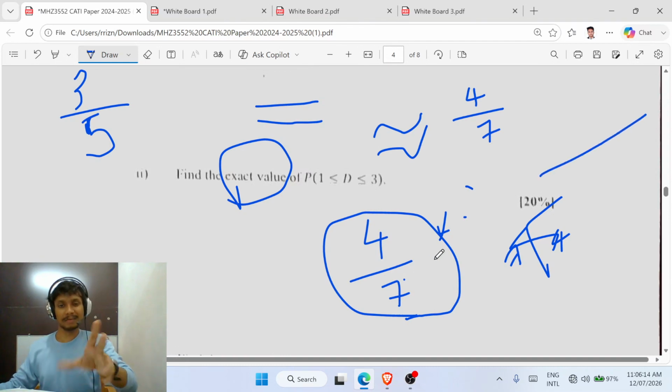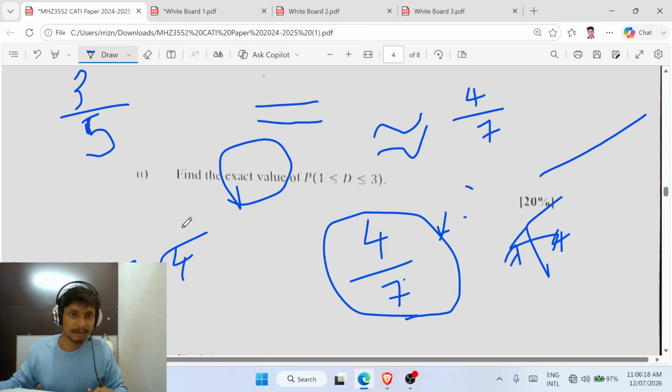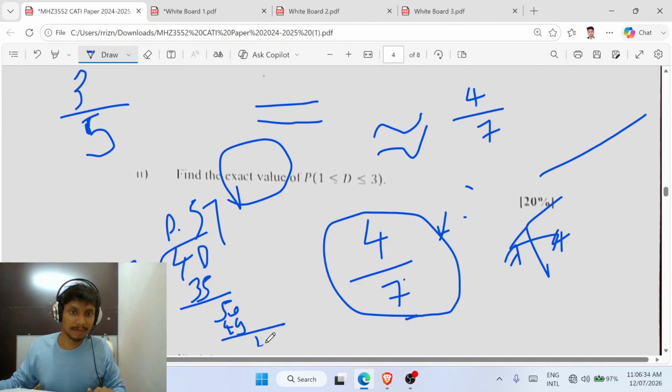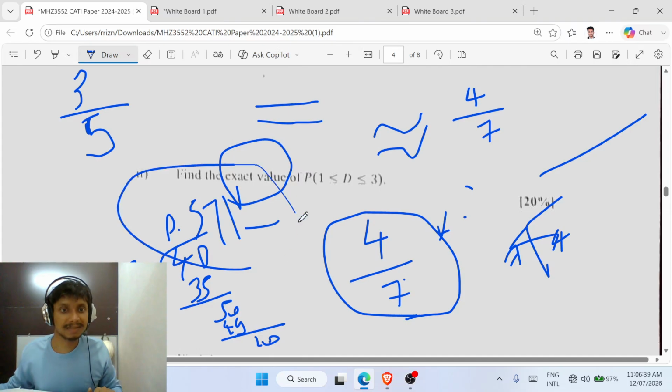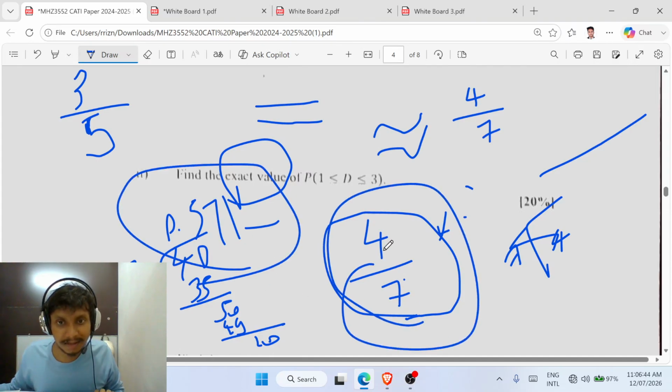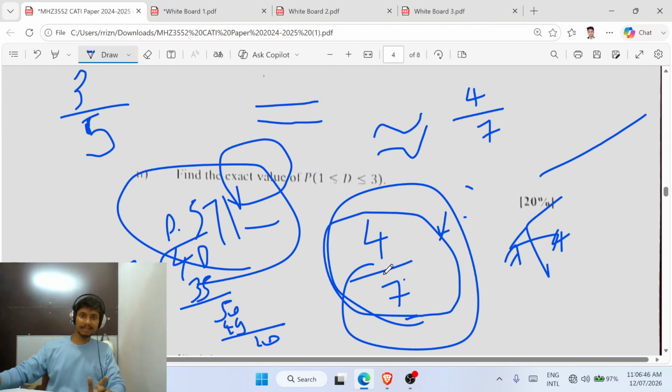For example, 0.571 and so on, the division will go on like that. Therefore, this is not the exact value. This is an approximate value. Therefore, we have to give the answer as a fraction, which is 4/7.